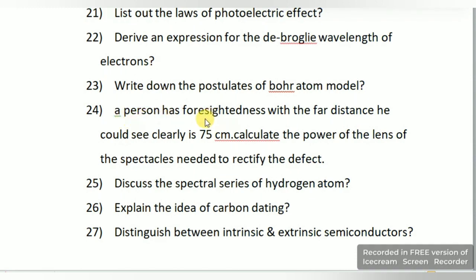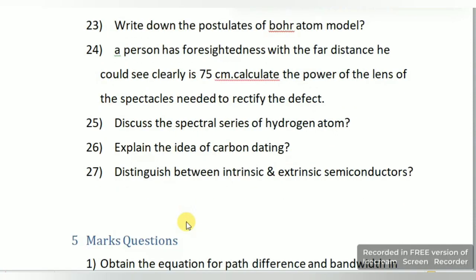Next, a person has myopia with the far distance he would see clearly as 75 cm. Calculate the power of the lens of the spectacles needed to rectify the defect. Next, discuss the spectral series of hydrogen atom. Next one, explain the idea of carbon dating. Next, distinguish between intrinsic and extrinsic semiconductors.